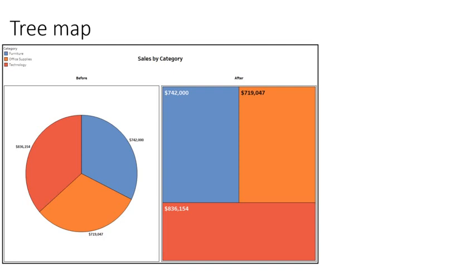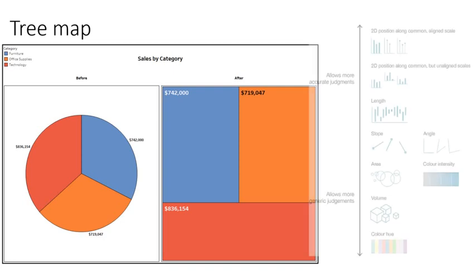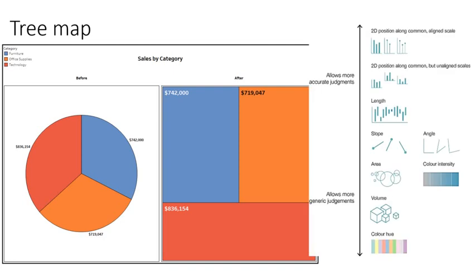And I want to quickly mention the specifics of this ranking that I'm talking about. Cleveland and McGill are the ones that did this really revolutionary scientific study on how accurately humans can decode different kinds of charts and graphs depending on how the data was encoded. We're going to talk about this a lot in a couple of weeks, but I just want to show you this, and I recommend that you pause and take a look at it really quick.